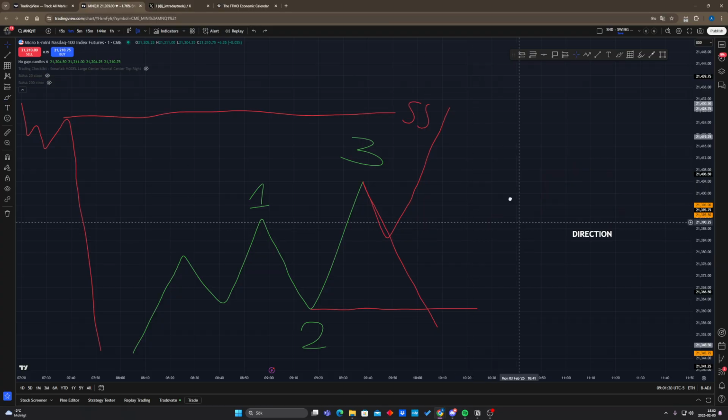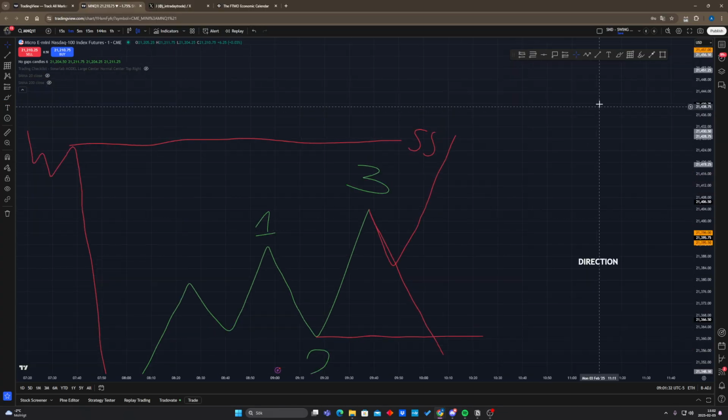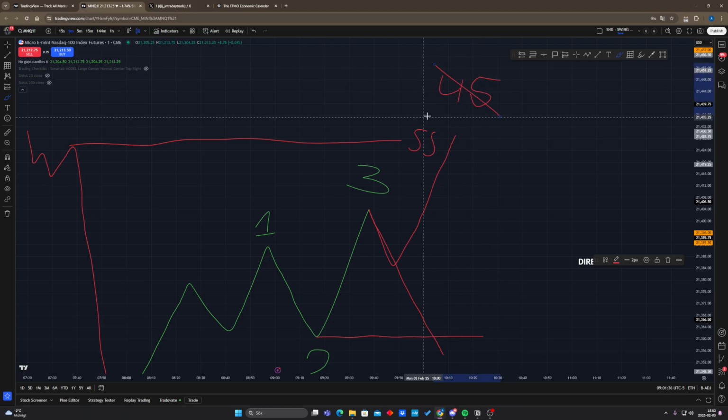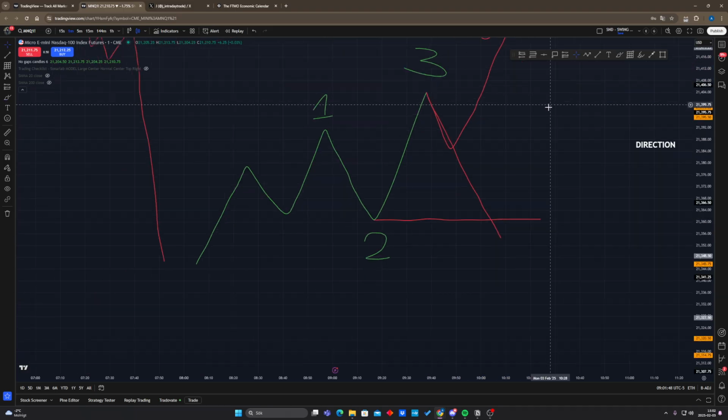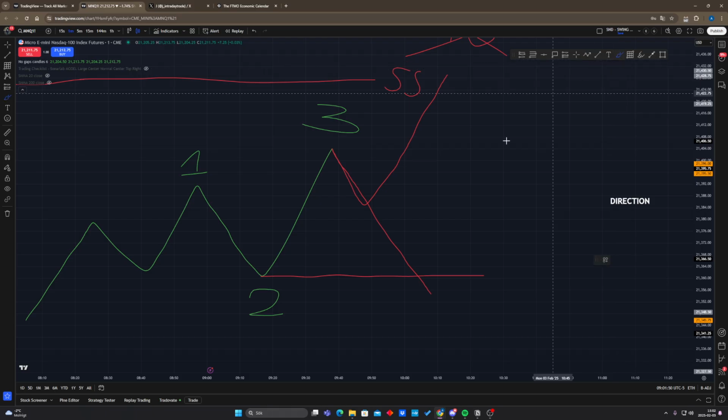Okay? If that happens, this here is not a 4 and 5. It will not give you direction. It will not tell you that we're going up and down. That is not it. Okay? But when this plays out right here, then the 4 and 5 is created.